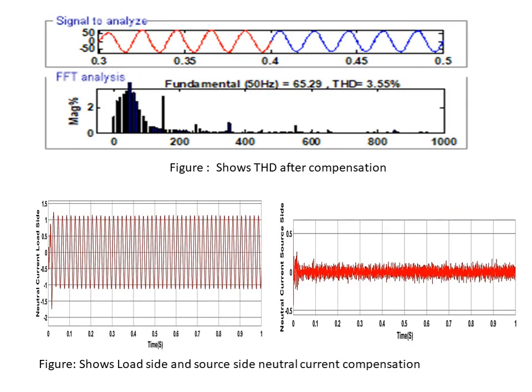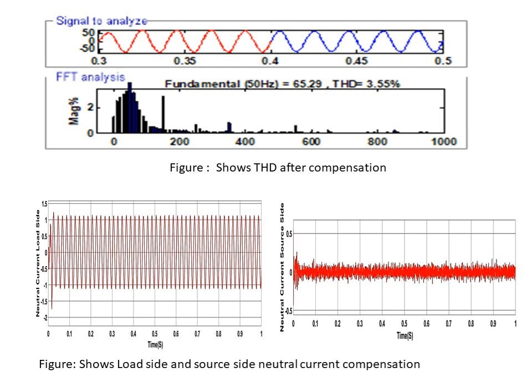So if we see the total harmonic distortion of the source current after connecting the Dstatcom, it is 3.55%. That means before compensation the harmonics were about 6.24% in the source current, which is reduced to 3.55% by connecting the Dstatcom.